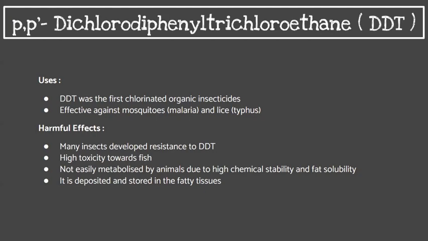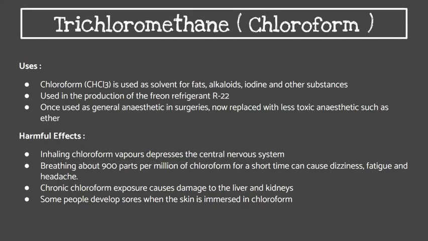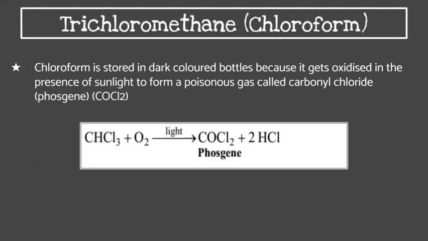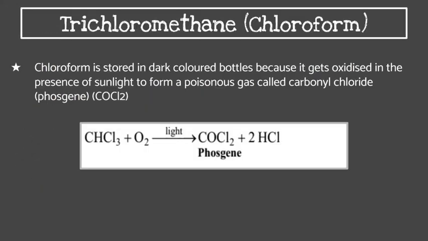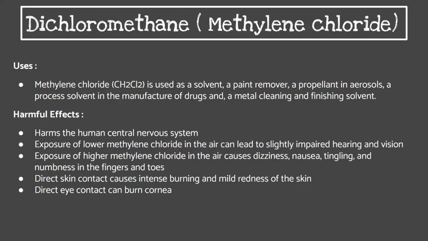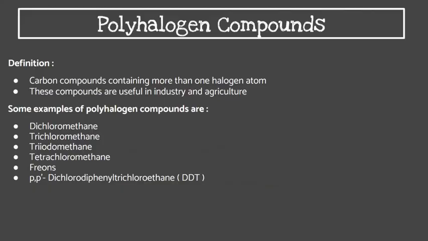So that's all about polyhalogen compounds. There's nothing much to study in it. It's just the uses and harmful effects, and only one equation is coming: CHCl3 plus O2, with the help of light, forms COCl2 plus HCl. That's it. For one or two there are definitions, and the rest are uses and harmful effects. Nothing else.